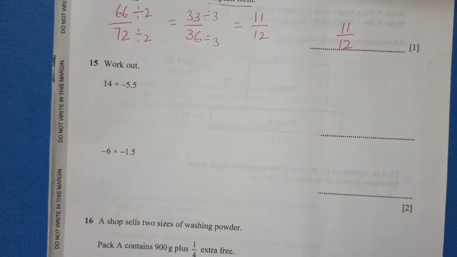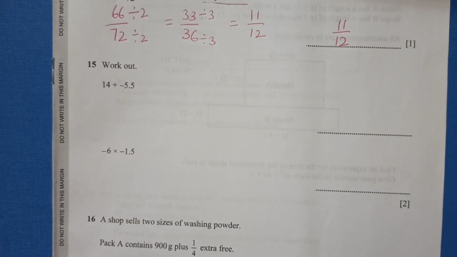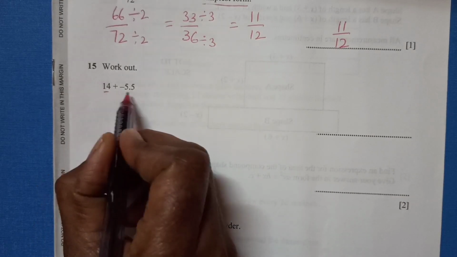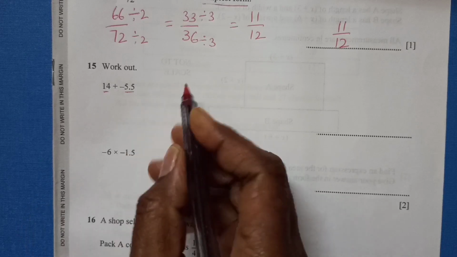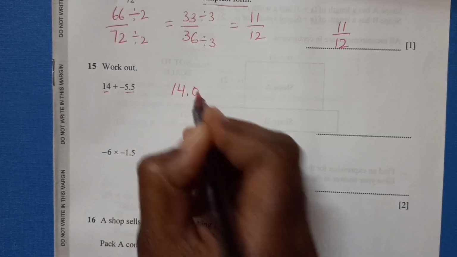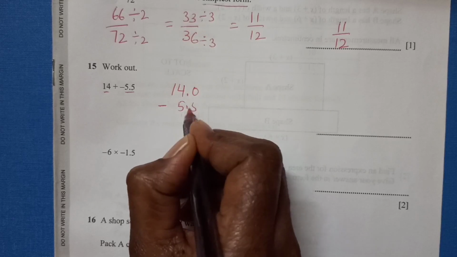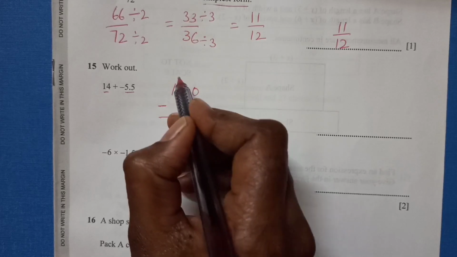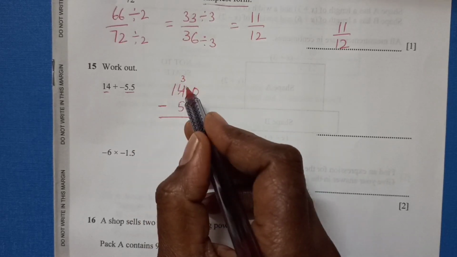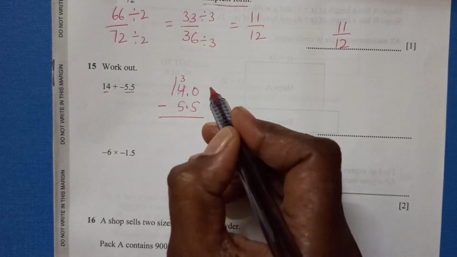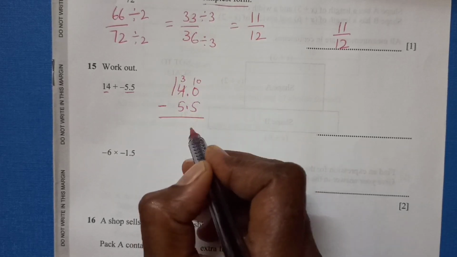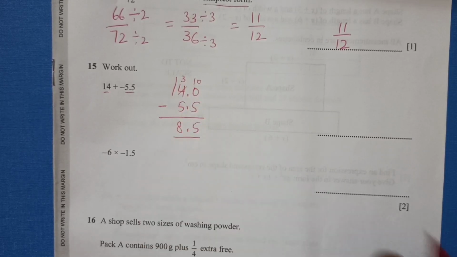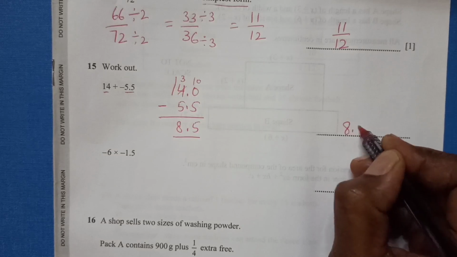Okay, now question number 15. Work out 14 plus negative 5.5. You can see we have two numbers with different signs, so we are going to subtract. This is 14.0 minus 5.5. When you subtract, this will become 3 here. You are taking a carry from this side, so this will be 13 and it will become 10. 10 minus 5 is 5. Then 13 minus 5 is 8. So the final answer is 8.5.